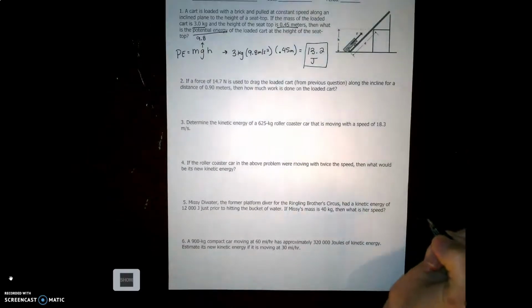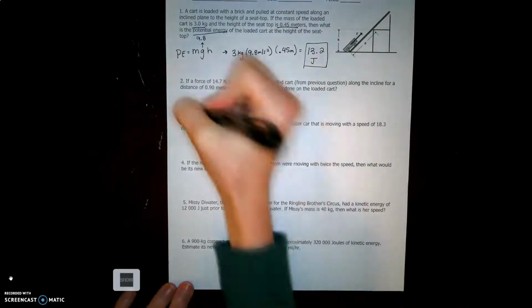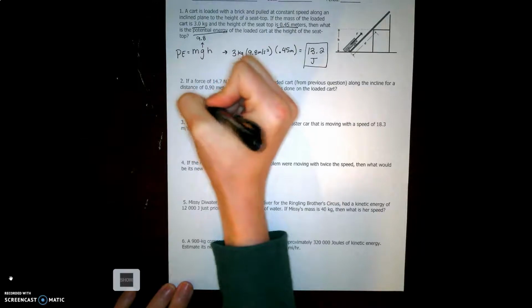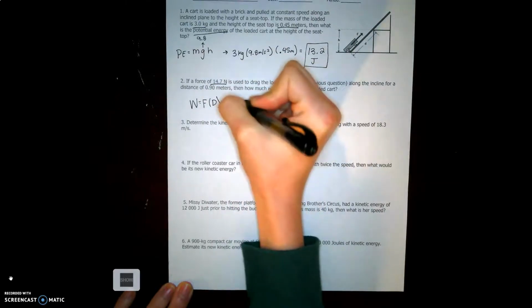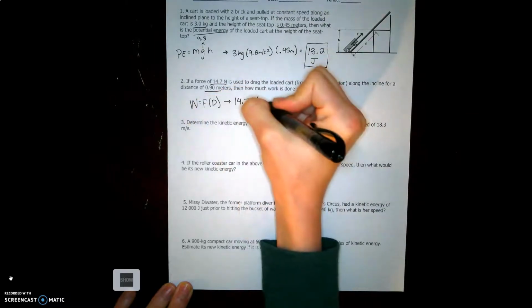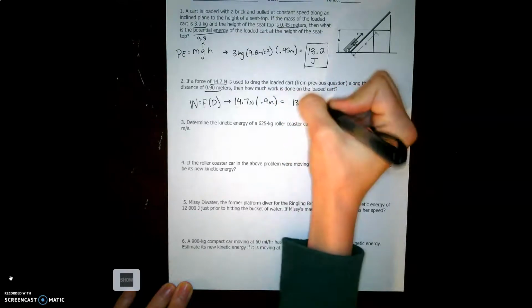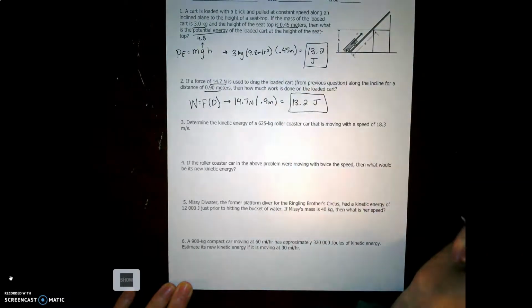Number 2, if a force of 14.7 Newtons is used to drag the loaded cart from the previous question, so number 1, along the inclined plane with a distance of 0.9 meters, then how much work is done on the loaded cart? So we're going back to what we've talked about earlier. Work, again, is force times distance. The force they give us is that 14.7 newtons, and the distance they give us is that 0.9 meters. Multiply those together to get 13.2, and joules is what is measured for work.